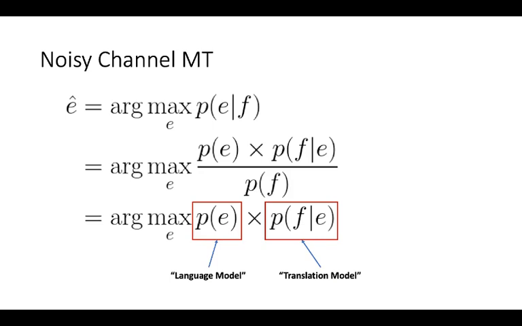This is the language model, which is trying to estimate how fluent the translation output is, and this is the translation model. The language model tries to estimate the fluency of the translation, and the translation model tries to estimate the adequacy of the translation given E.